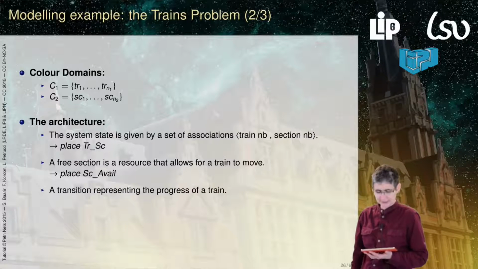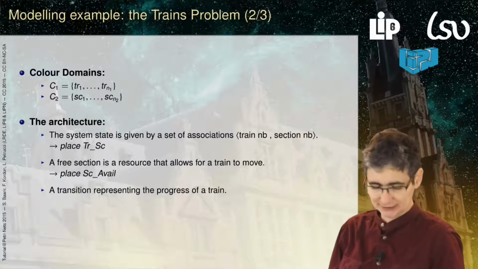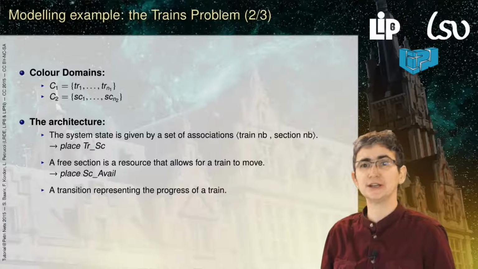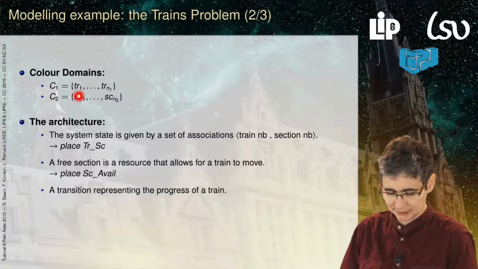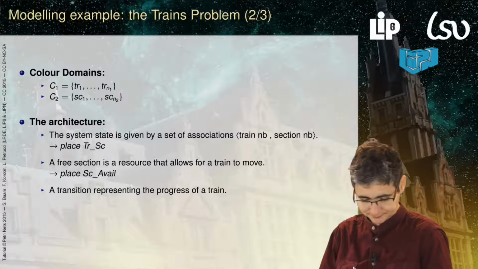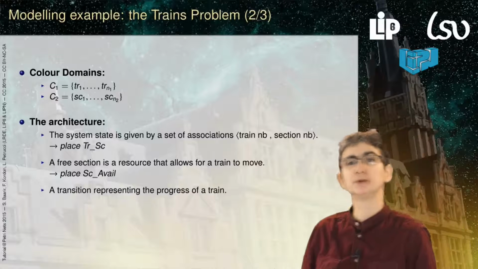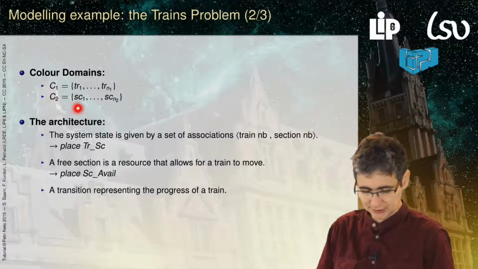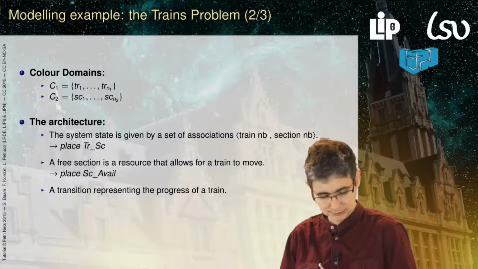So let's model that with a symmetric net. What are the color domains that we'll have in this example? So the first color domain is I need to express what a train is, so I will have a set of trains. So this is C1 here. This contains trains TR1 to TRN1. And then we have sections also to model, and they will be numbered as well. So I have a second set, C2, which contains the sections SC1 to SCN2.